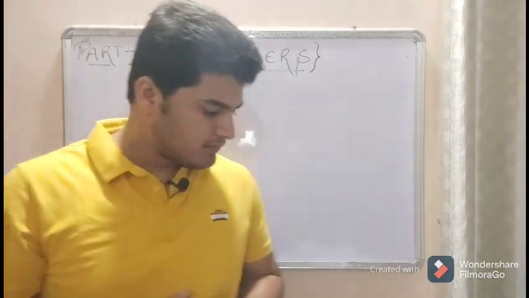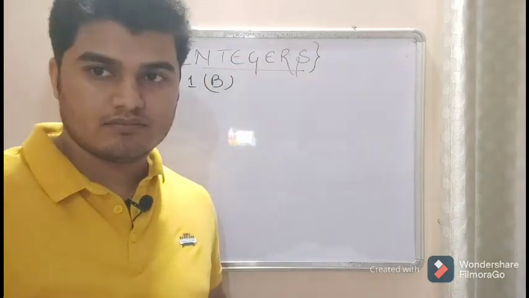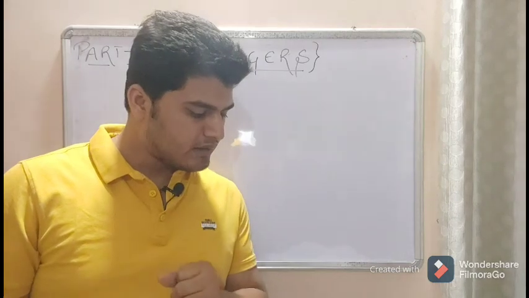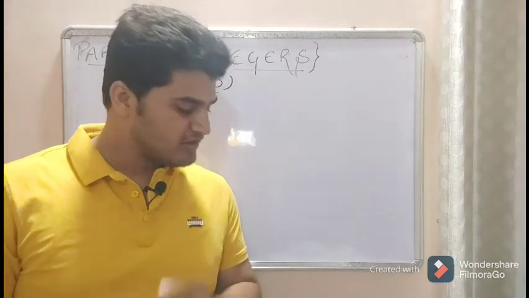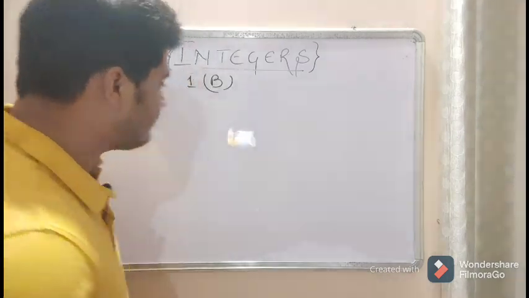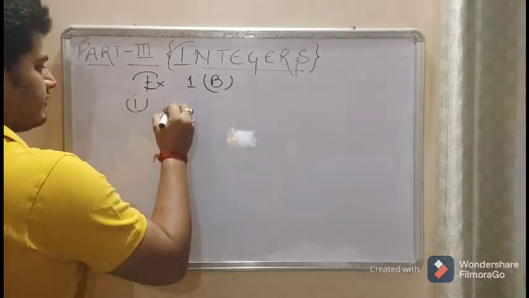So the first question of the exercise is find the product. You have to simply find the product. So in question number 1, there are a lot of parts. There are 8 parts. So let us discuss them one by one. The first one is an easy one.